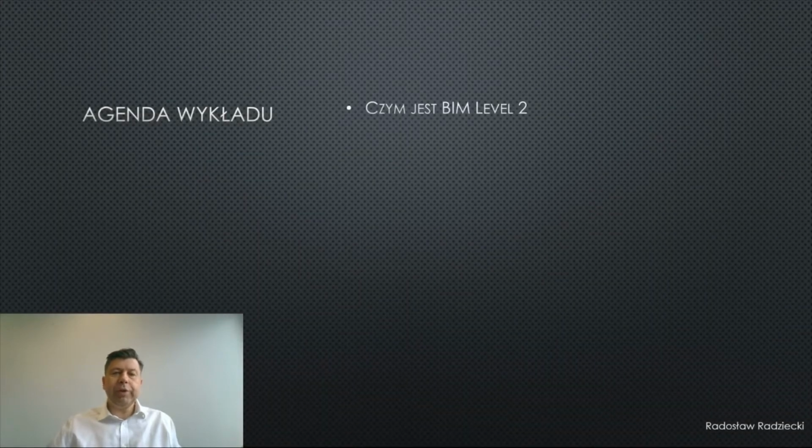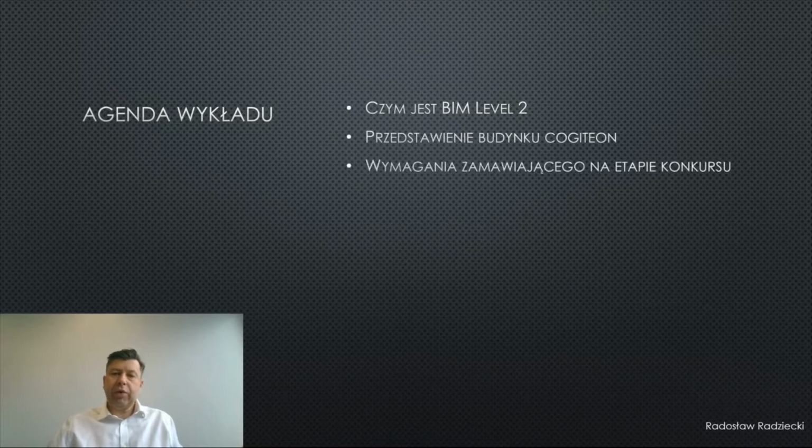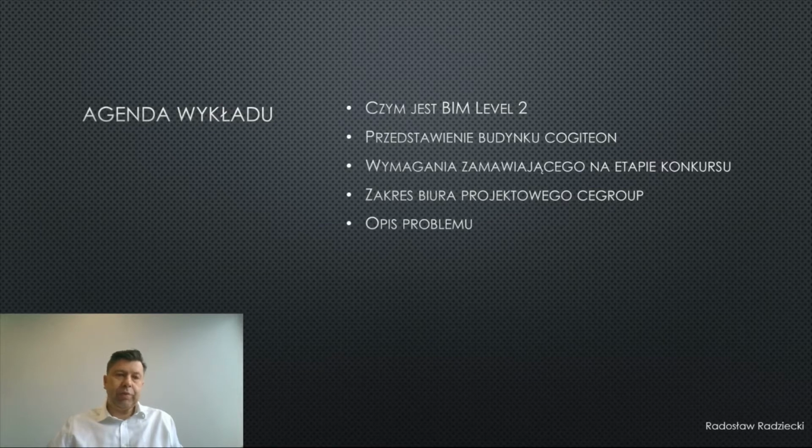In this presentation, I will be telling you what BIM Level 2 is. I will make a presentation of the Cogiteon facility. I will describe the demand of the buyer. I will describe the CE Group scope. I will describe the problem, and I will be discussing the analysis to solve the problems. I will describe the results of the analysis.